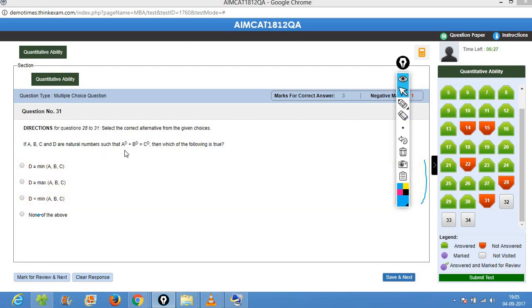Okay, A, B, C, D are natural numbers such that A square plus B square plus C square equals D square. Let's use Pythagorean triplets. Which of the following is true? We'll see. First, 3 square plus 4 square is equal to 5 square. The first thing that comes to mind is 3 square plus 4 square, 5 square. They are talking about D. So D is lesser than all these three values. So D has to be lesser than minimum of A, B, C. Yes, this is true. Any other possibility through which I can fail this condition?